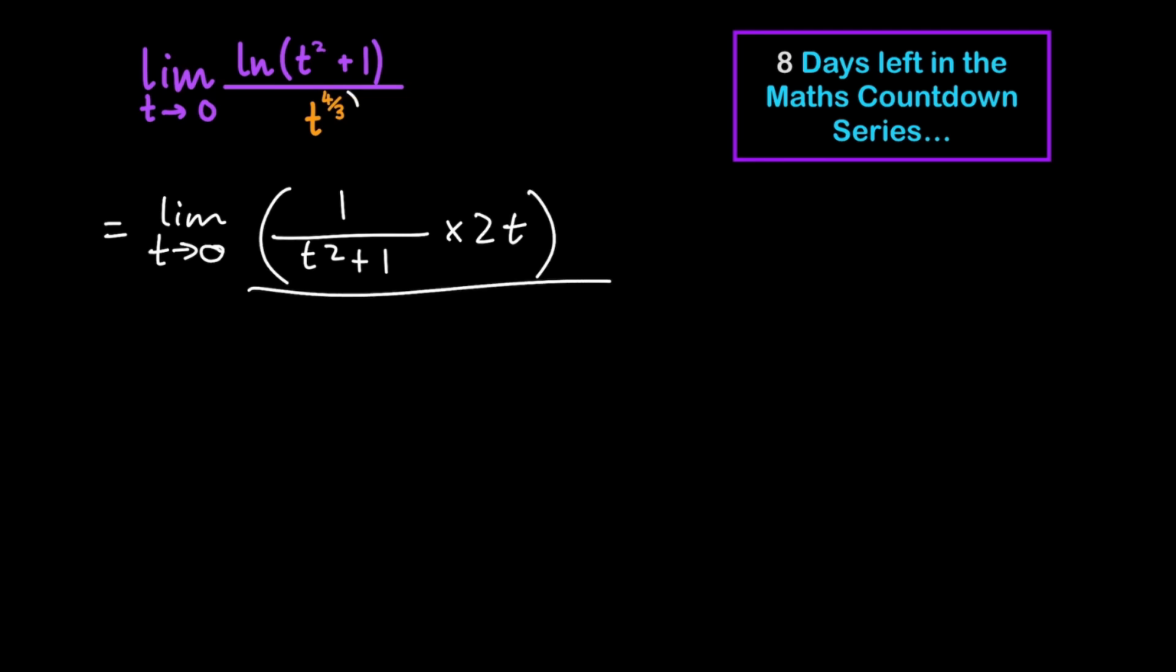Now, our denominator is the derivative of t to the power of 4 over 3. And that is going to be 4 over 3 times t to the power of 1 over 3. Okay, so if we simplify this, we can say the limit as t approaches 0.